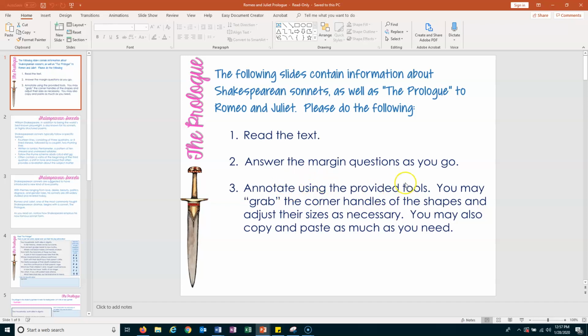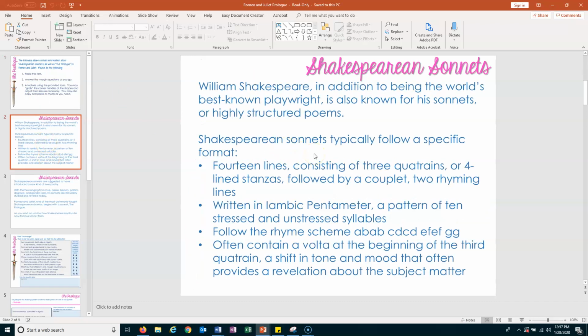So for the annotating, using the tools provided, you may grab the corner handles of the shapes and adjust the sizes if necessary, and I'm going to show you how to do all that. Now, the Shakespearean sonnet. Like I said, the prologue for Romeo and Juliet is a sonnet. William Shakespeare is well known for his sonnets, and he has written many of them. In addition to being a great playwright, he's also known as a really great poet.